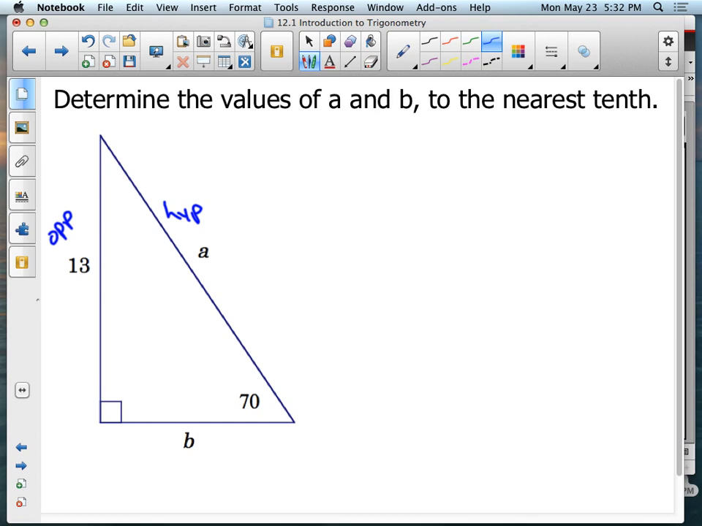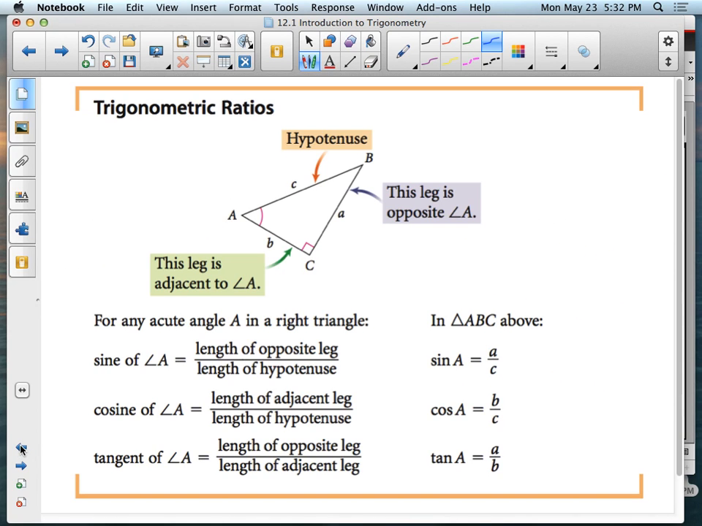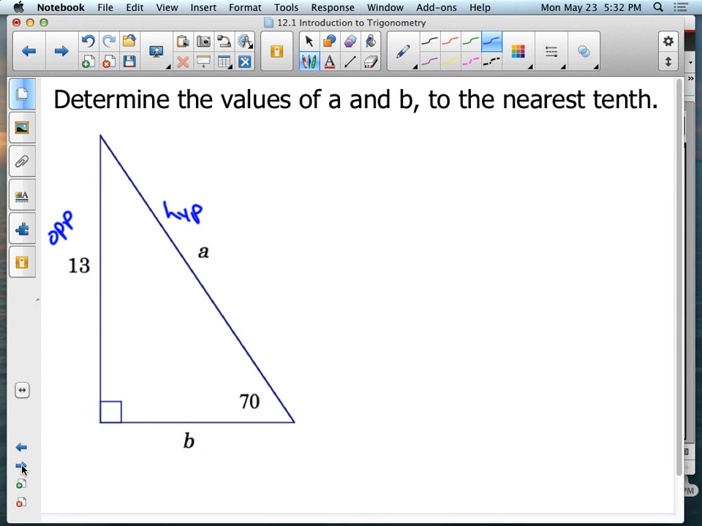So I got to think back. What ratio involved opposite and hypotenuse? If I go back in my notes, let's see, opposite and hypotenuse was the sine of angle A. So I'm going to write the sine of my angle, the sine of 70 degrees, equals my opposite side divided by my hypotenuse, A.